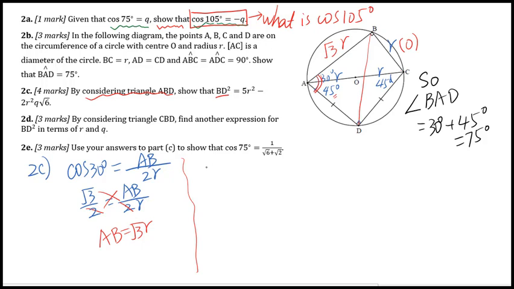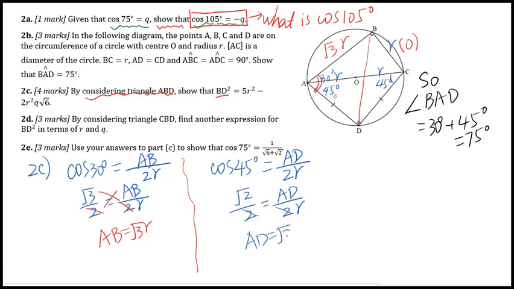Cosine 30 degrees equals AB over 2R. Then square root of 3 over 2 equals AB over 2R. Then you cross multiply, get AB equals square root of 3 R. In right triangle ADC, we will get cosine 45 degrees equals AD over AC. AC is 2R. Cosine 45, that is the square root of 2 over 2, equals AD over 2R. Reduce these two. AD equals square root of 2 R.